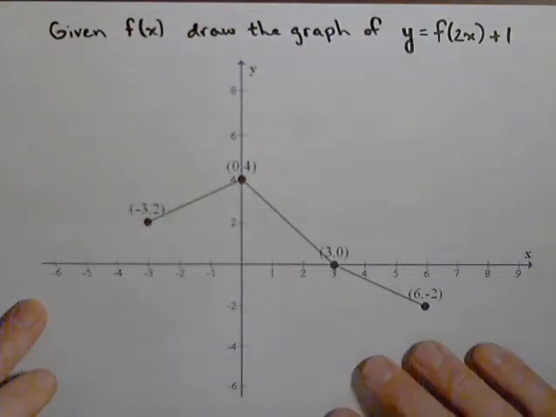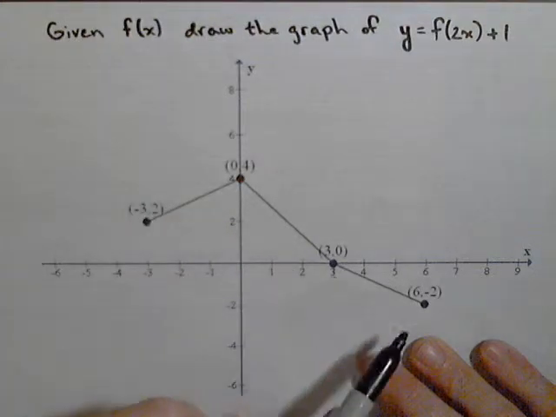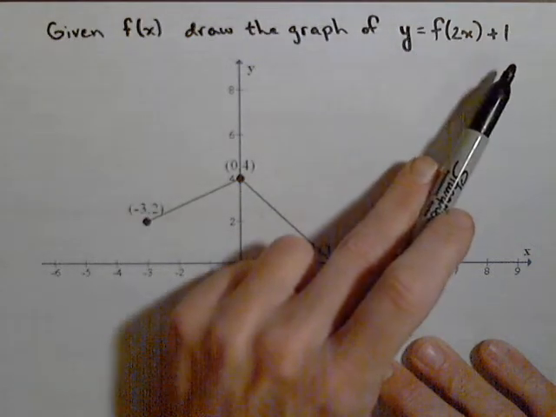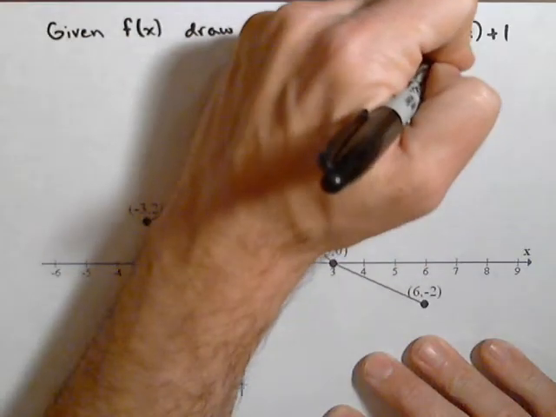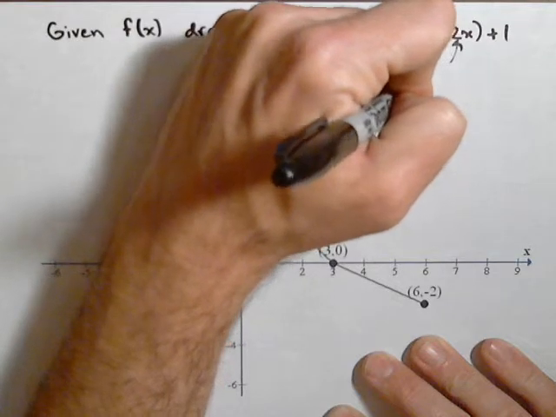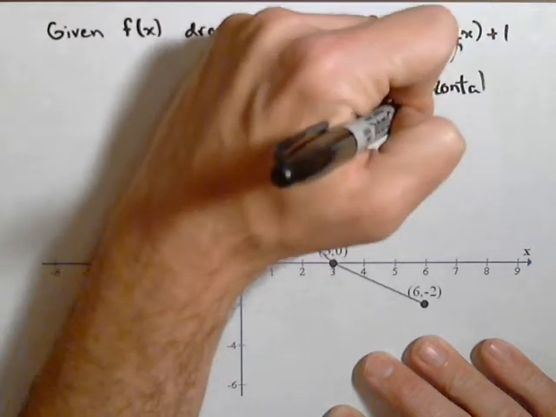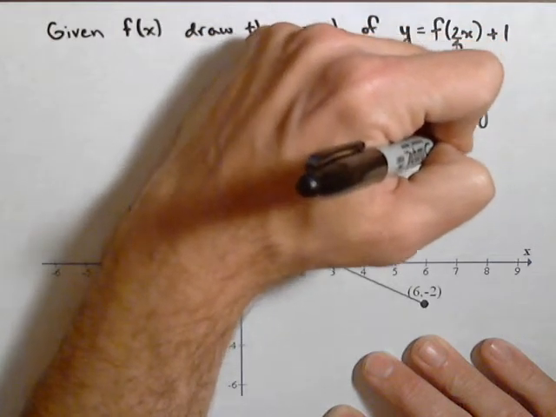In this video, we're going to look at redrawing a graph based on some transformations. So we're given the graph of f of x, and we want to plot the graph of y equals f of 2x plus 1. Now, this 2x in here does a horizontal compression by a factor of 1/2.